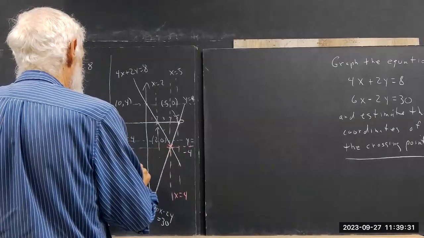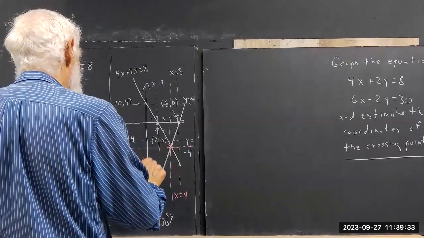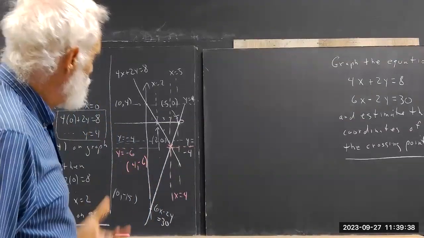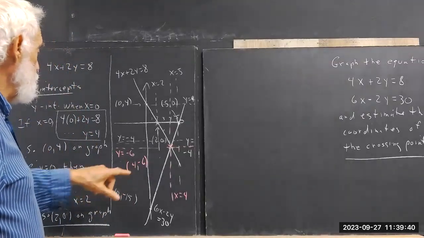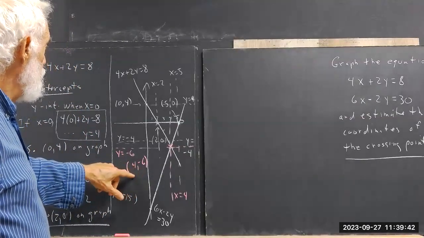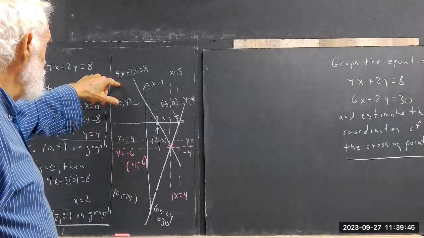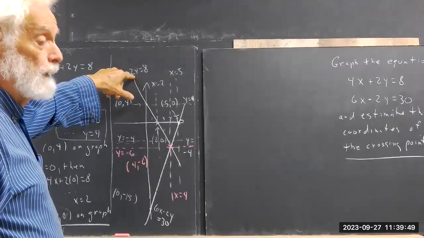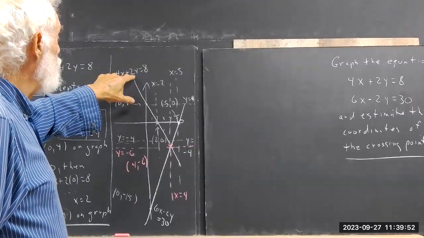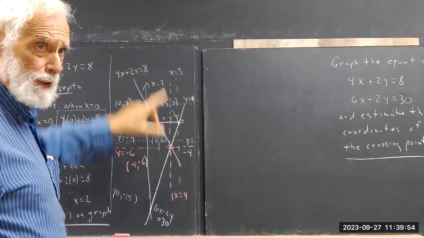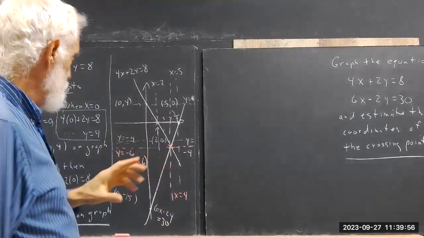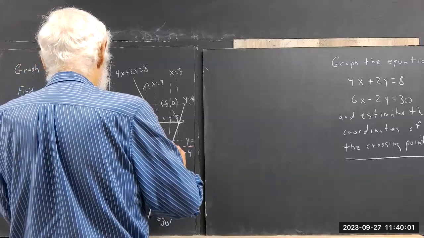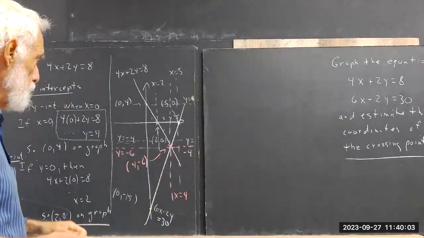So the crossing point would be 4, -6. Now we can check this. If x equals 4 and y equals -6, 4 times 4 is 16. 2y would be 2 times -6, which is -12. And we get 4 on this side, we get 8 on this side. Now that's not correct, so we don't have a really good estimate here. But it's not too far wrong, especially considering the way we sketched the graph.